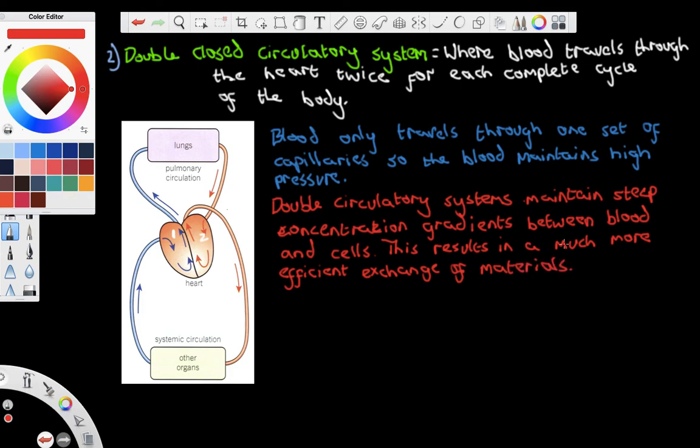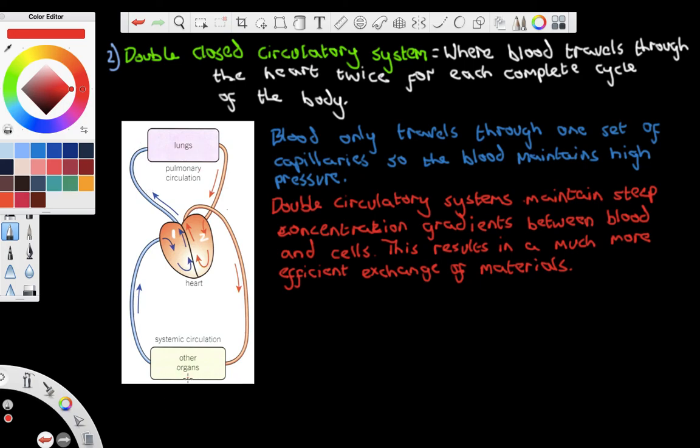Now, we are going to be focusing these lessons on double closed circulatory systems. We're going to be looking at the circulatory system of mammals. So we're not going to do any more on that today. You just need to know that a double closed circulatory system is where blood travels through the heart. So if it starts at point 1, in fact, we'll start at the lungs. Blood goes 1 through the heart, to the other organs, 2 to the heart before it returns back to the lungs.